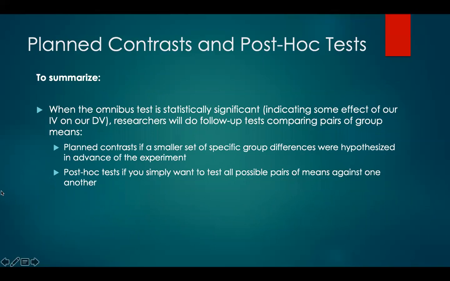So to summarize, when the omnibus test is statistically significant, indicating some effect of our IV on our DV, researchers will do follow-up tests comparing pairs of group means. And these are usually t-tests with an alpha correction. They could do planned contrasts if a smaller set of specific group differences were hypothesized in advance of the experiment, or they can do post hoc tests if they simply want to test all possible pairs of means against one another.